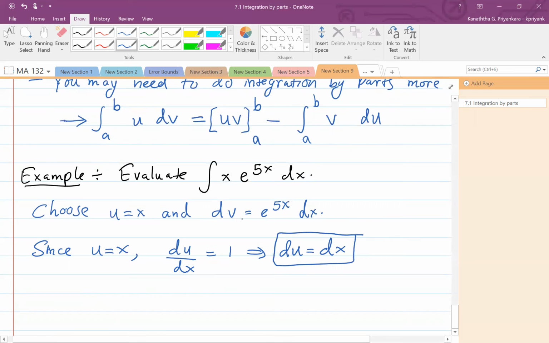Now we can simplify, so we get the integral of x e to the power 5x dx is x e to the power 5x over 5 minus 1 over 25 times e to the power 5x plus constant c. So that is the answer. So that's how we choose u and dv for this problem. Now I'm going to do another example, so we will do different questions.